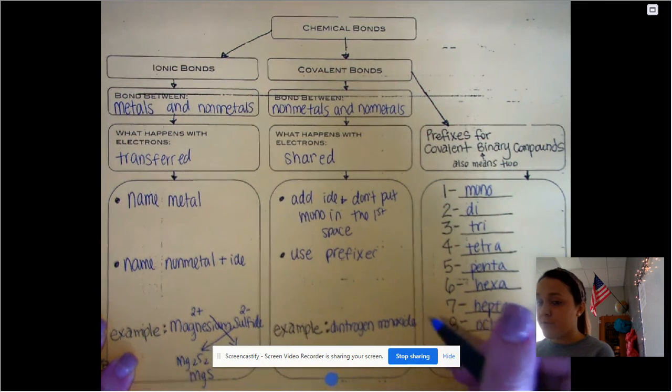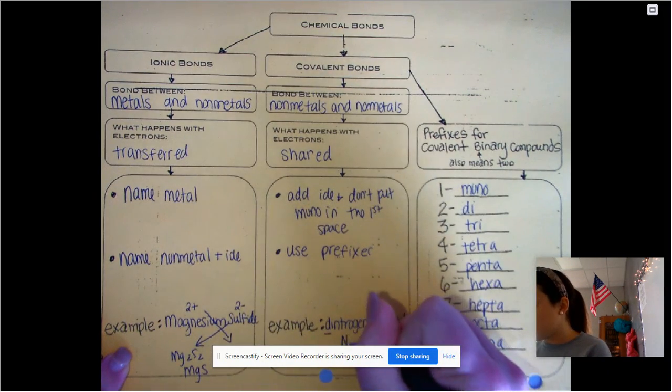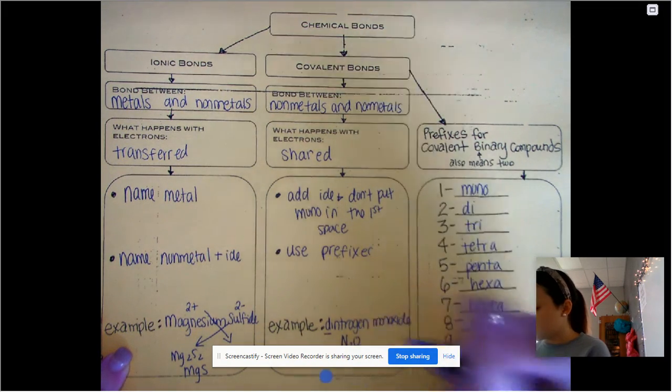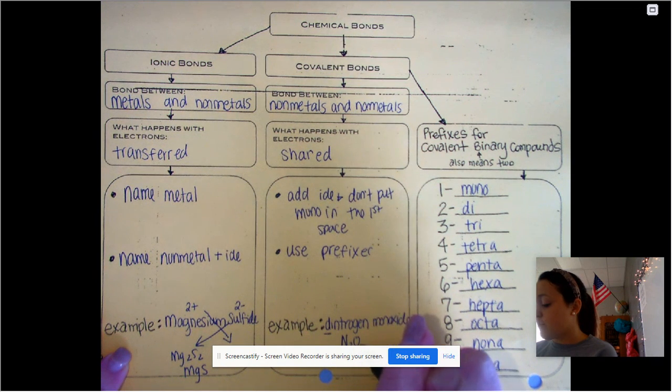So remember, you have your prefixes. Di means 2. So that must mean that I have 2 nitrogens, and mono means 1 and 1 oxygen. Okay, so remember, the first thing you do is you look at it to see if they've got a metal or a nonmetal. When you do that, if it's 2 nonmetals, you use prefixes. So I would take my 2 and say dinitrogen monoxide.